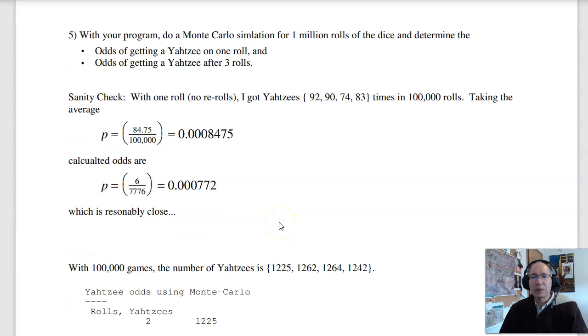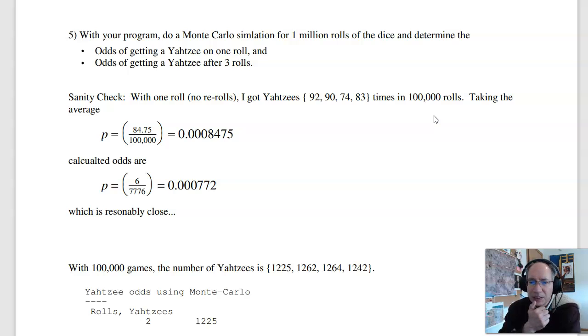Let's not re-roll the dice any times and see what the odds are of getting a Yahtzee. So when I did that, I got a Yahtzee 92, 90, 74, 83 times out of 100,000. Again, it is random. Taking the average, that's 84.75 Yahtzees per 100,000 rolls, or a probability of 0.0008475. The calculated odds were 0.000772, which is right in the ballpark.